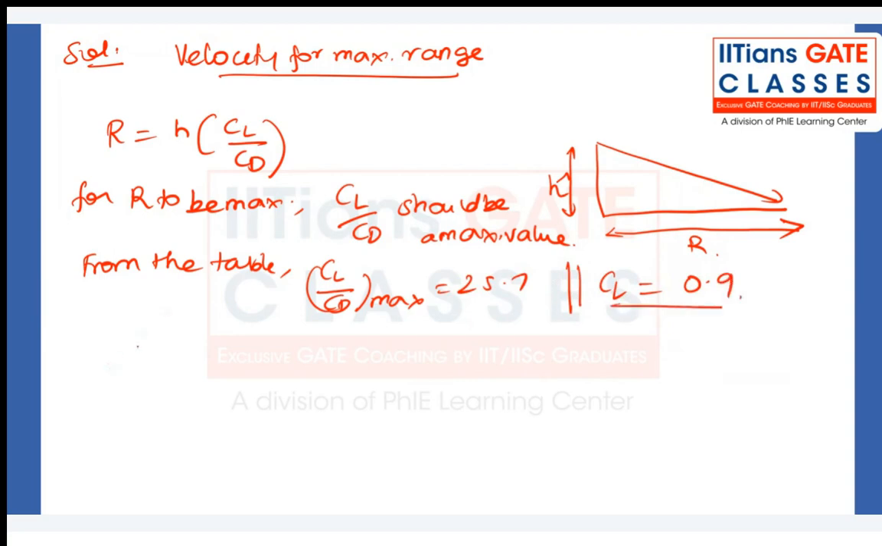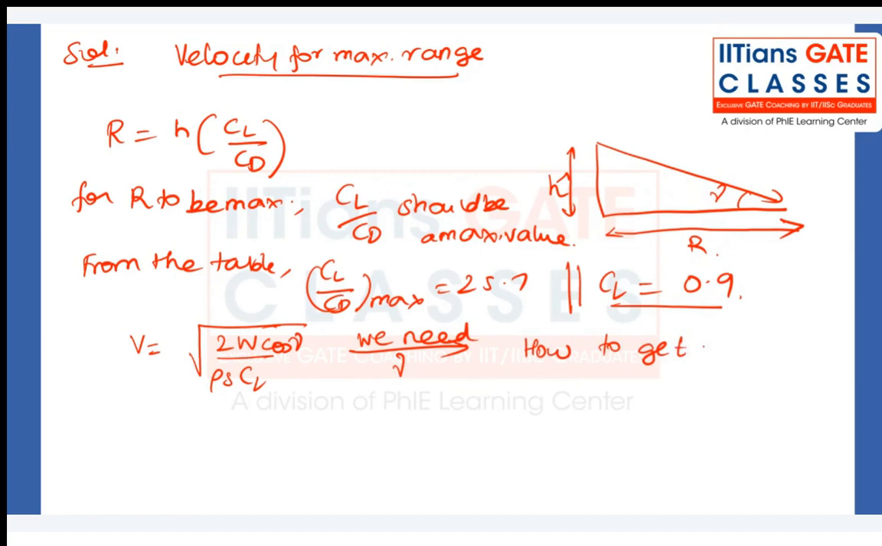So with the 0.9 you get the velocity. How would you get that? It is basically the square root of 2W by rho S CL times cos gamma, because it is in glide, right? So simplify that, and from CL by CD get the gamma. Let's do that first. We need the gliding angle gamma. How do you get that? I know that tan gamma is 1 divided by CL by CD. So from here you get the gamma, some value.